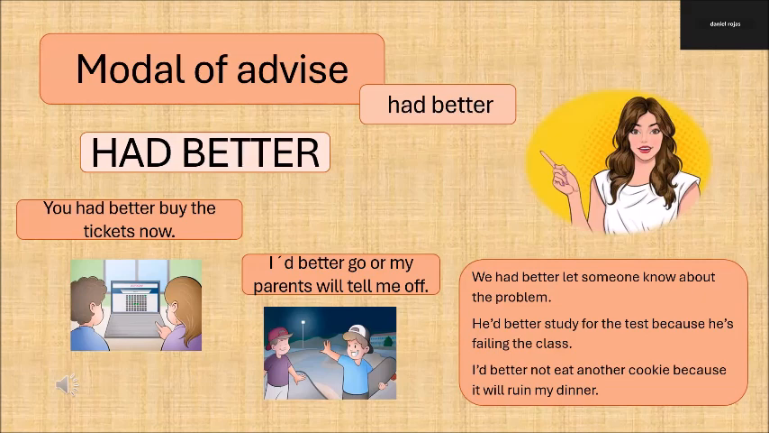Had better is a modal expression that is often contracted to 'd better. The negative form, had better not, is also often contracted to 'd better not. For instance, you had better buy the tickets now. I'd better go or my parents will tell me off.